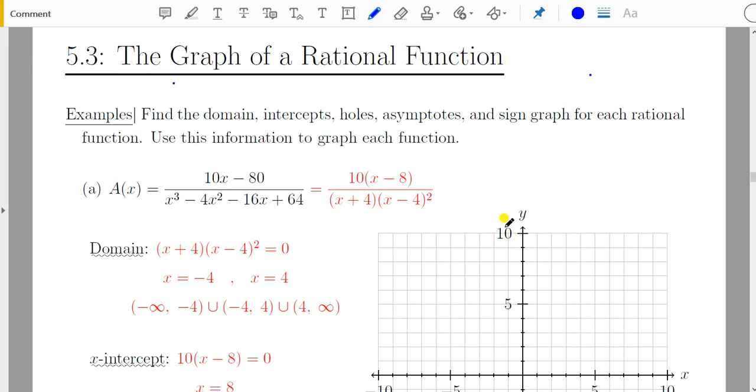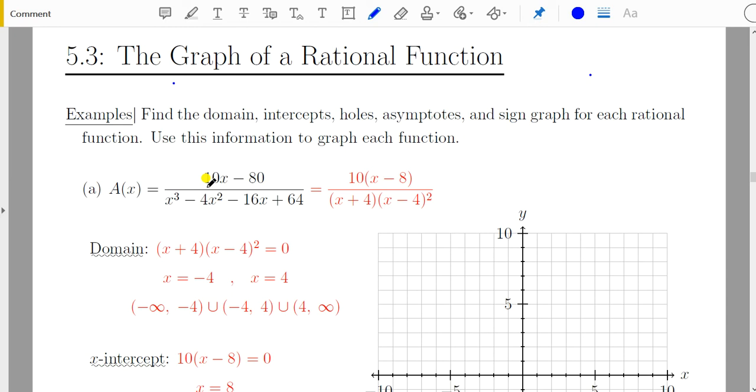Hi, in this lesson we are going over a few examples on how to graph a rational function. A rational function is a function that has the ratio between a polynomial and another polynomial. In this case, we are given this rational function and we are asked to find the domain, the x and y intercepts, the holes, asymptotes, and also the sign of the graph for this function.